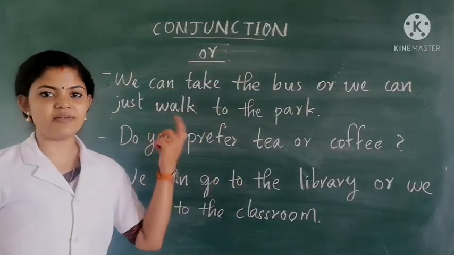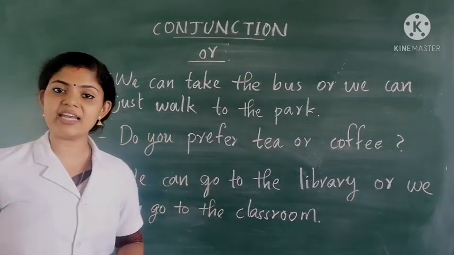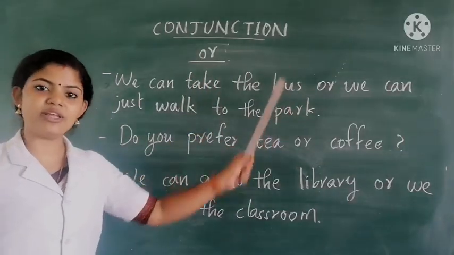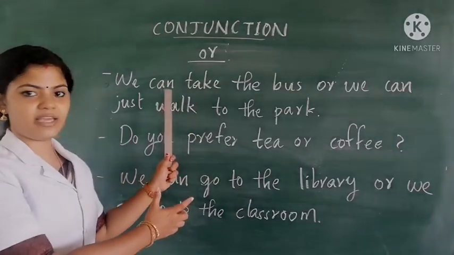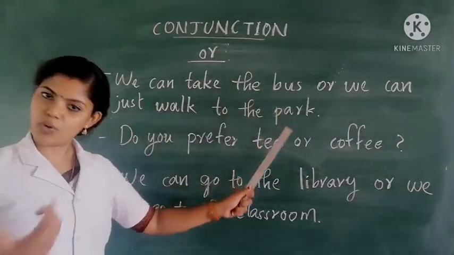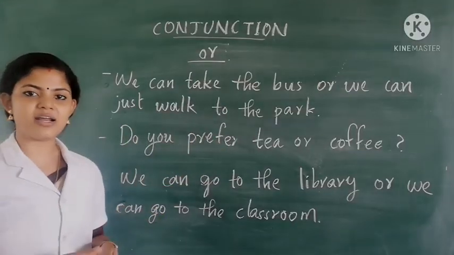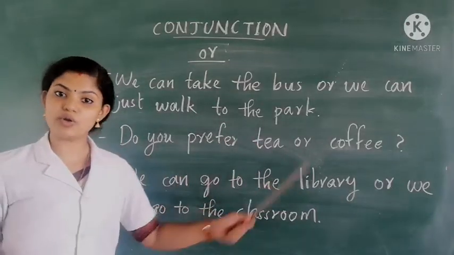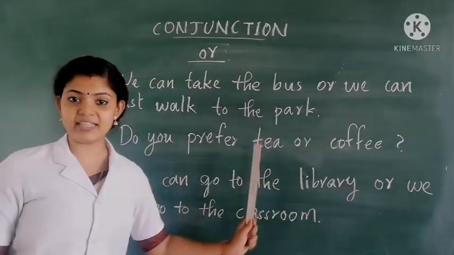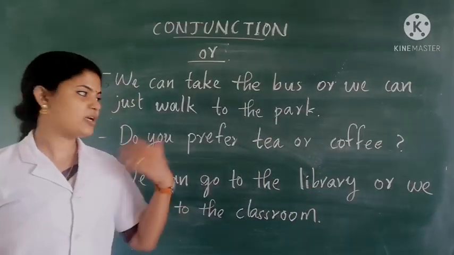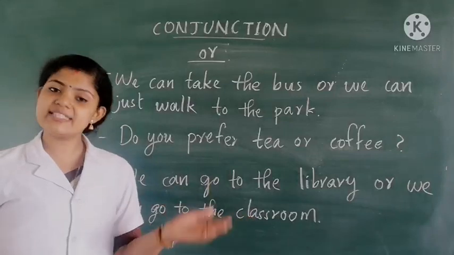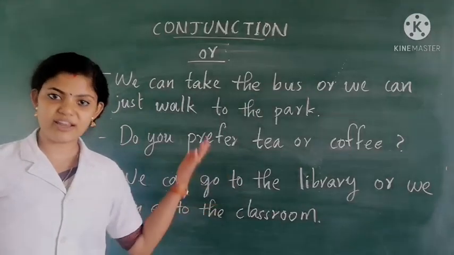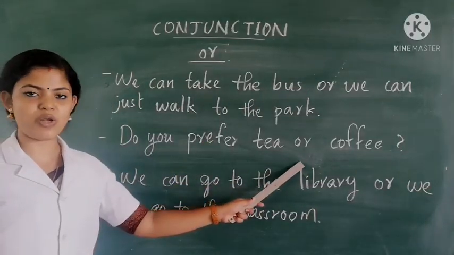We can choose the bus or we can walk. These are the two choices. If there is more than one choice, we can use the conjunction or to join those words. Anyone you can choose. See the next sentence. Do you prefer tea or coffee? See, these are different things. Tea and coffee are different things. So the question is, do you prefer tea or coffee? This is your choice.